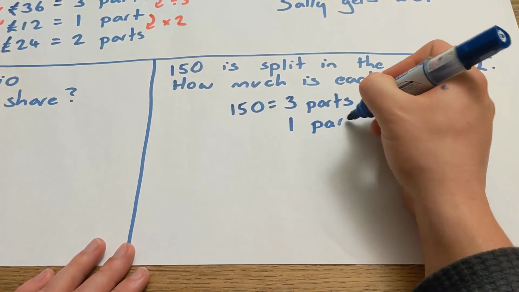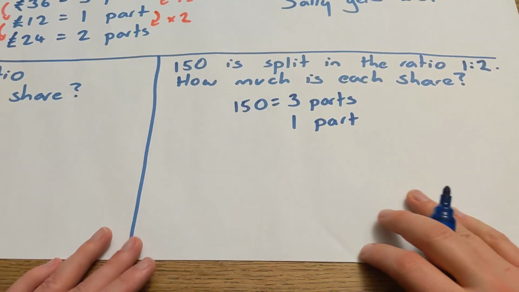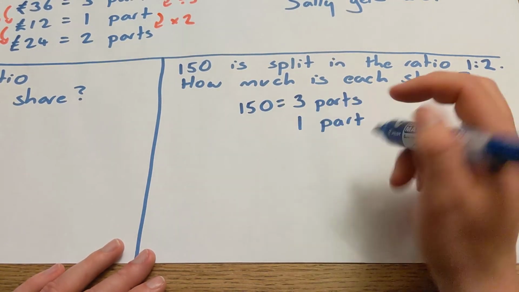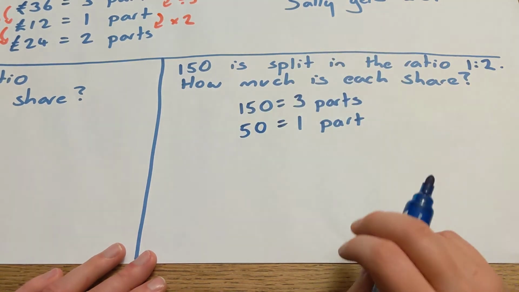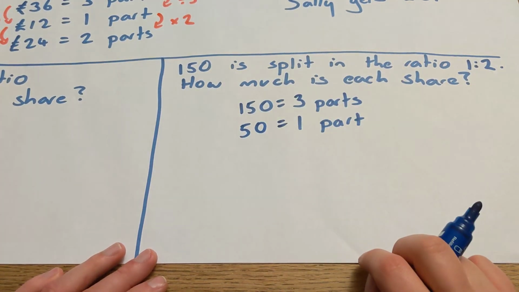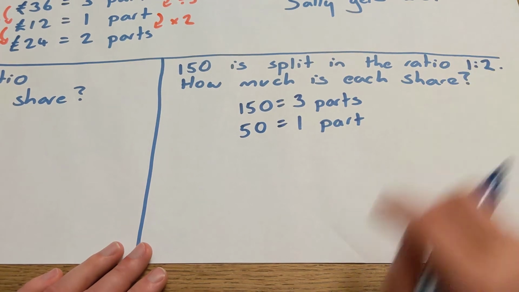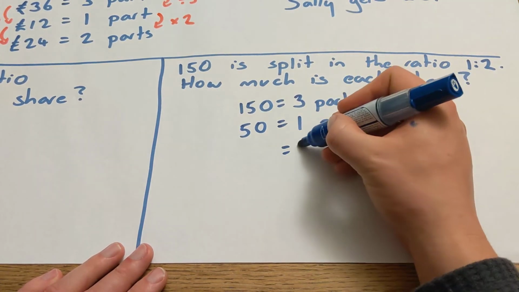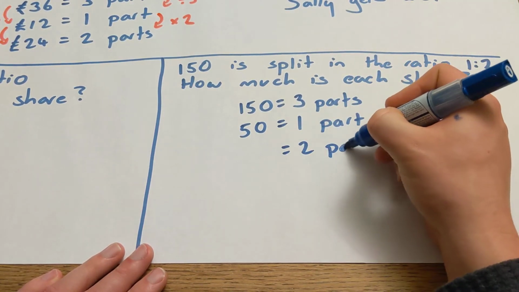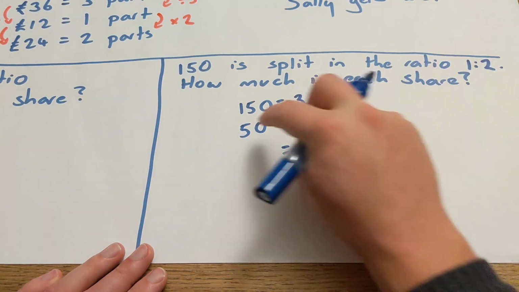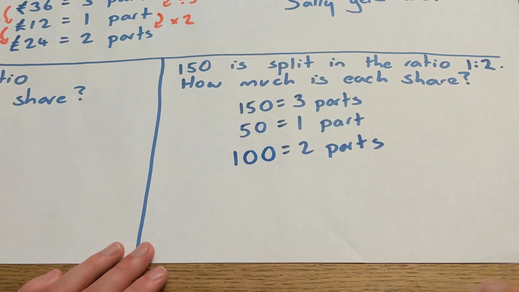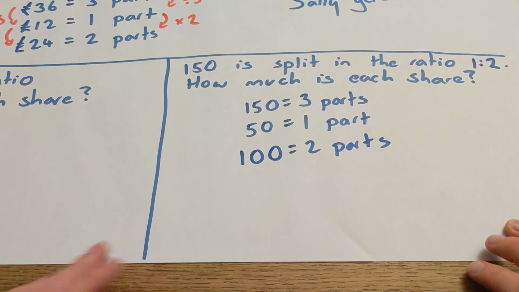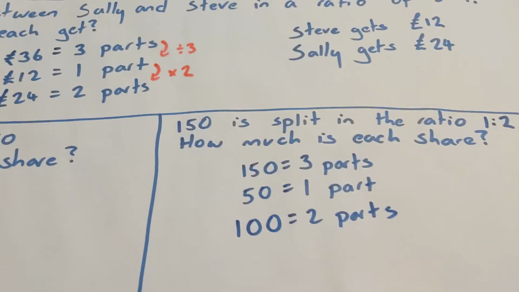I'm not going to show all the working this time, and see if you can follow. So 1 part will equal 50, because we've divided by 3. So I know this bit already. Then I need to work out what 2 parts is. Well, if 1 part is 50, then 2 parts must be 100. And that's all there is to ratios in this form.